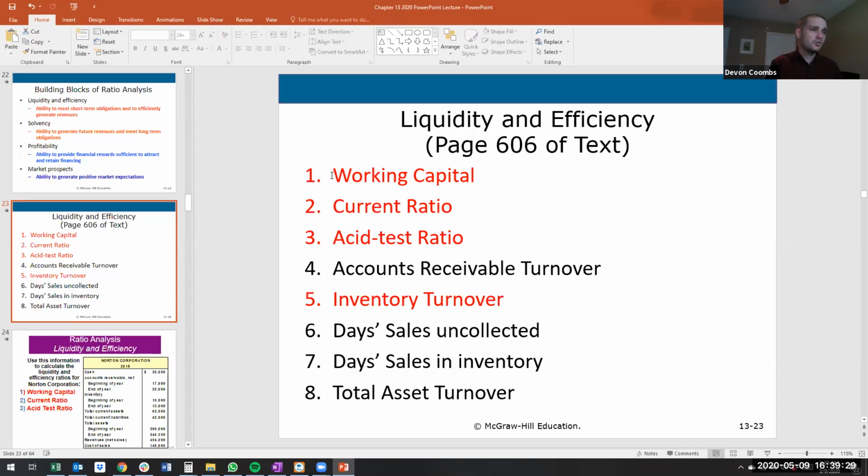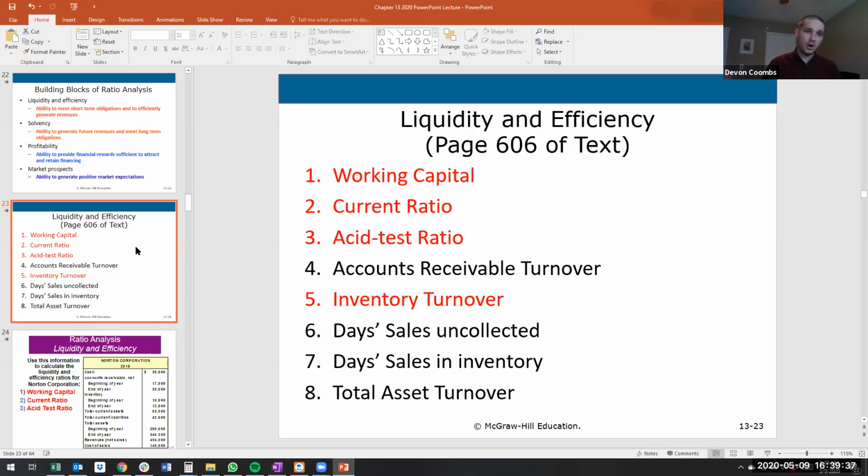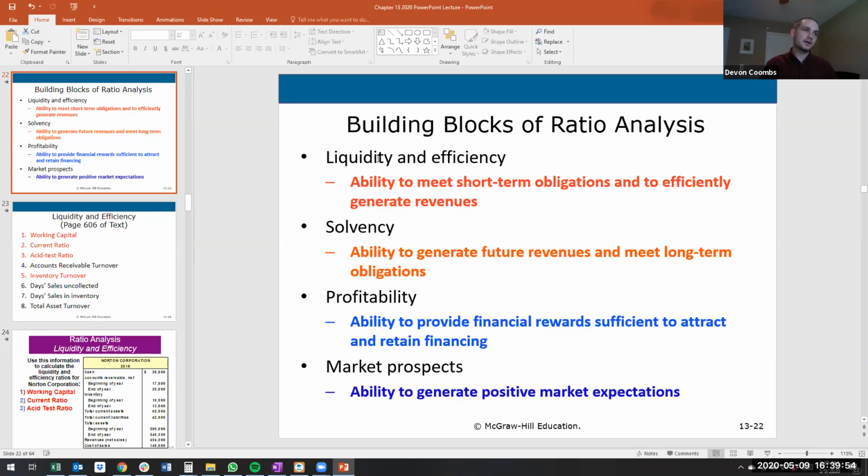Ignore the highlights. I want you to memorize all of these. This is all important: liquidity and efficiency ratios. All of the ratios that I talk about today, I expect you to memorize for the exam. They're not too complex, but you need to know them. They're extremely useful, so just flashcard all of these. We're going to be focused on one of each of these buckets: liquidity, solvency, profitability, and market prospects.